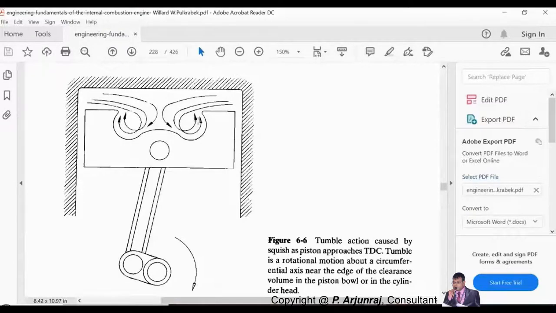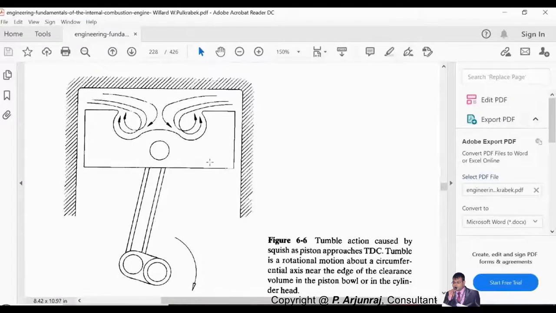So when I talk about the diesel engine, the tangential flow of air comes to the chamber above the piston bowl. And when the piston moves from BDC to TDC, the squeeze is driven, tumble is driven. Squeeze is basically the radial movement of the air coming into the combustion chamber.